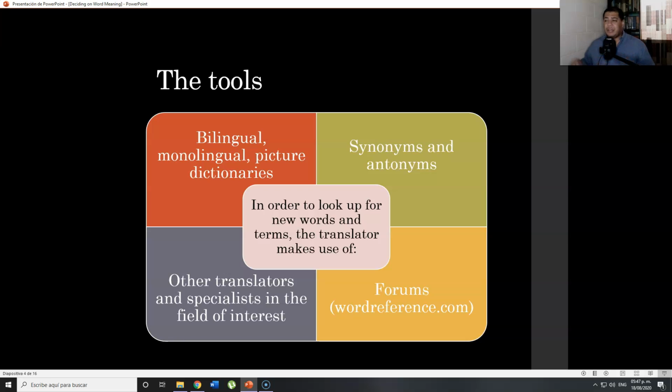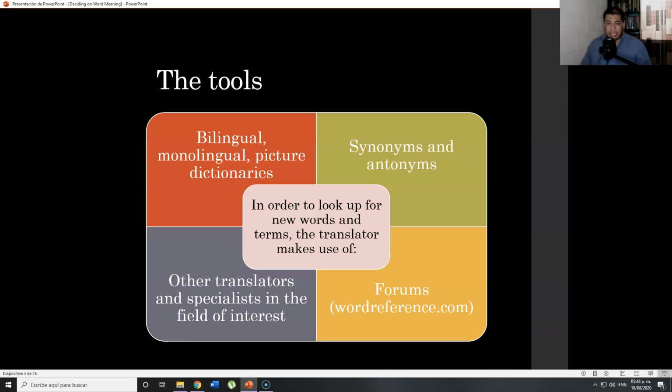We can use bilingual dictionaries, monolingual dictionaries, picture dictionaries, right? We may use a bilingual dictionary if we know what the word is in our native language, like in our case Spanish, but we have forgotten at the moment, right? That happens from time to time. You know the word, but you only remember it in English, you don't remember it in Spanish. So you grab your bilingual dictionary and you go, okay, this is the word that I meant to use, right?